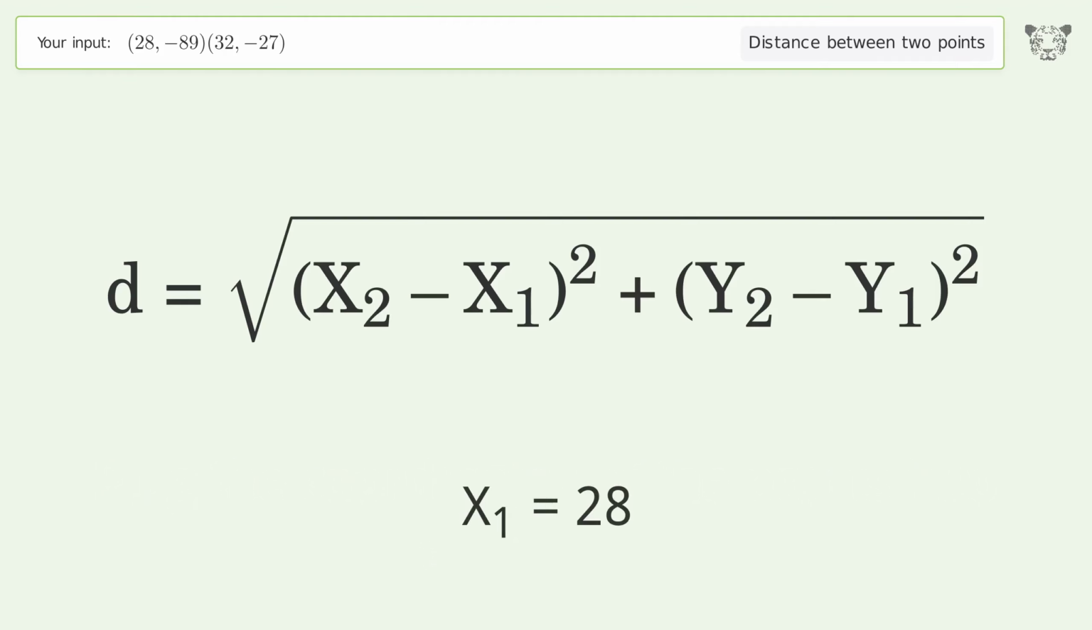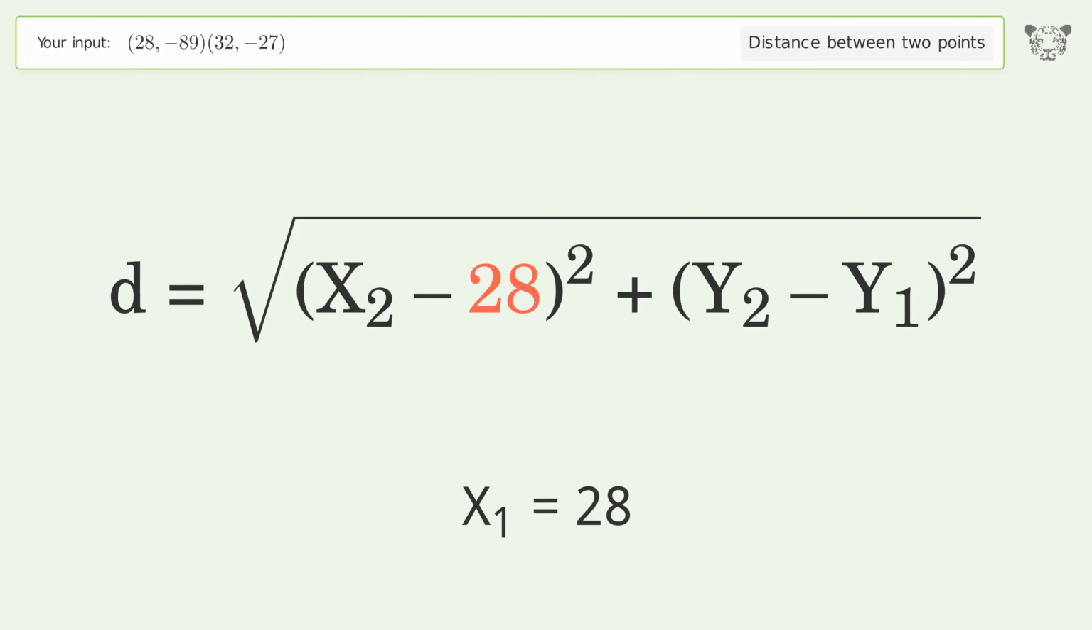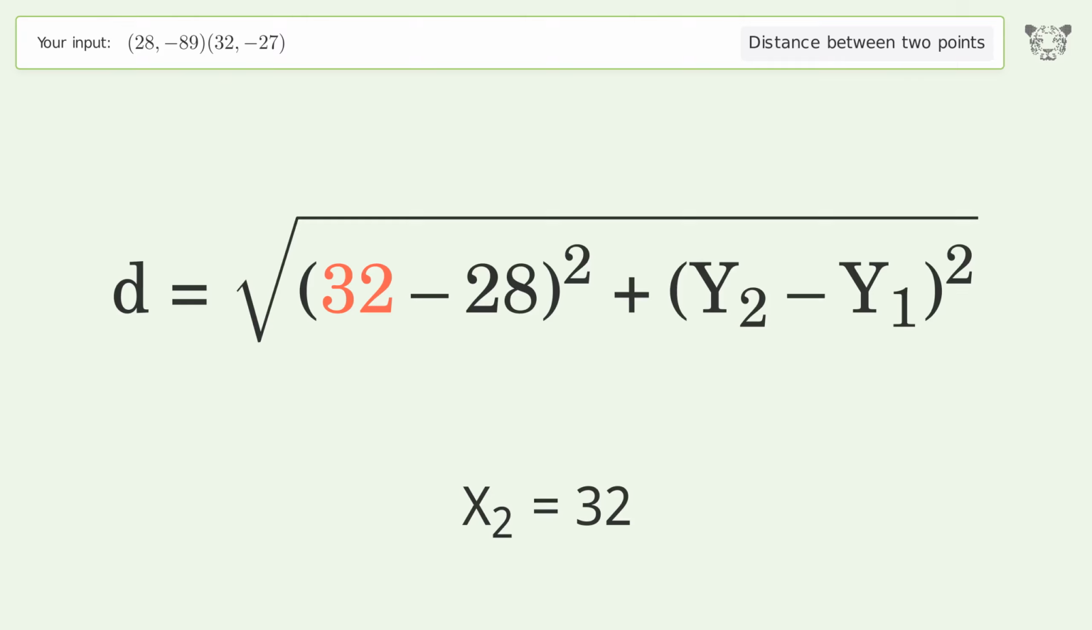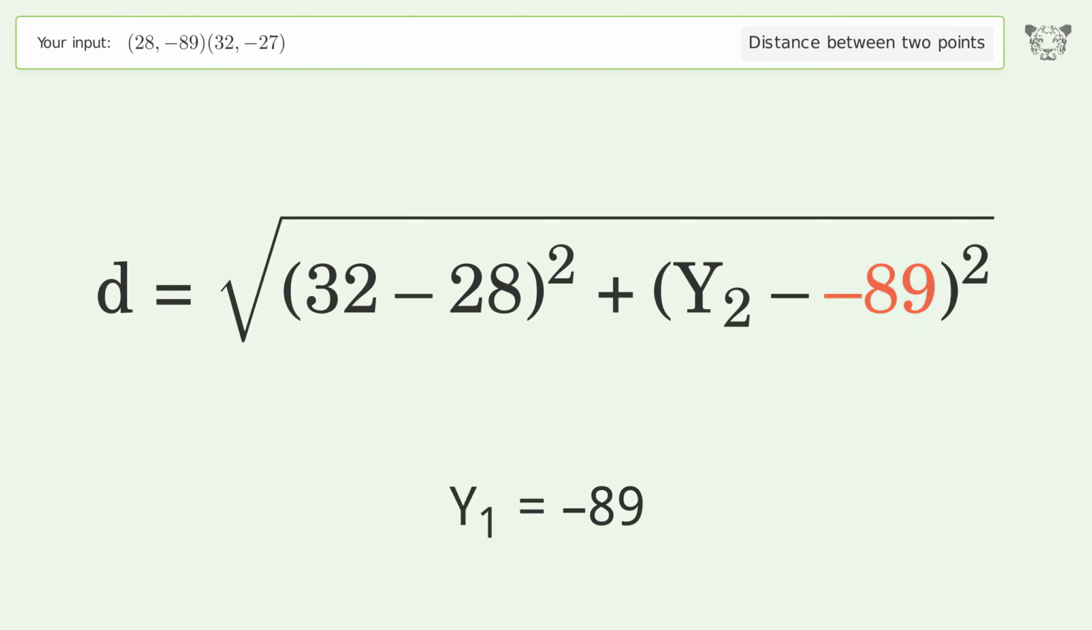x1 equals 28. x2 equals 32. y1 equals negative 89. y2 equals negative 27.